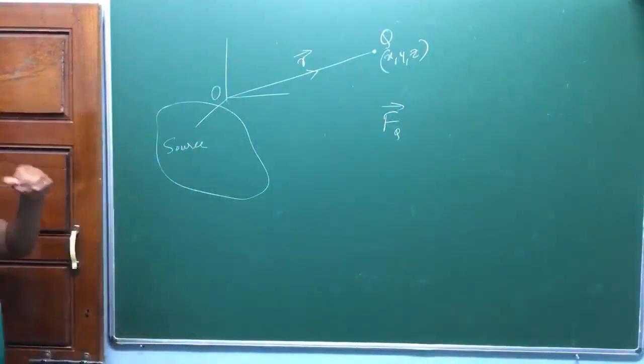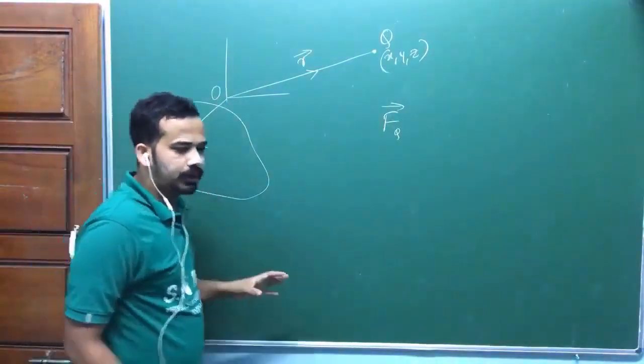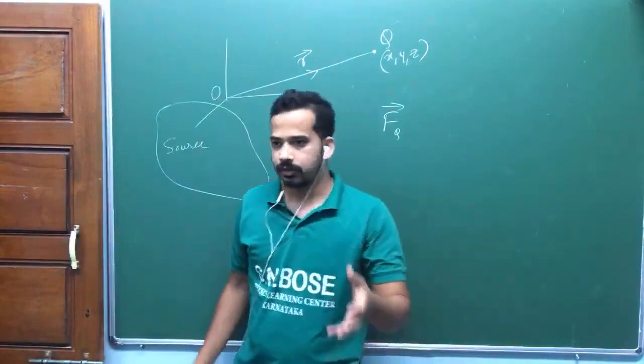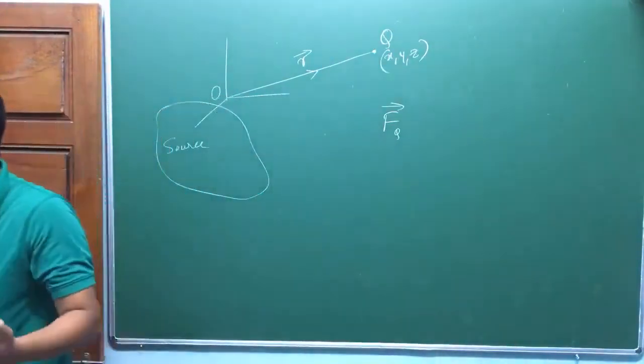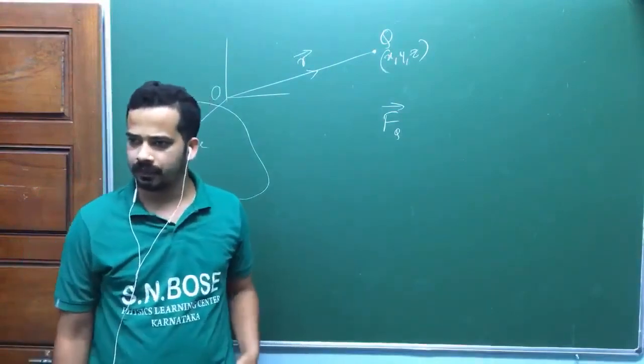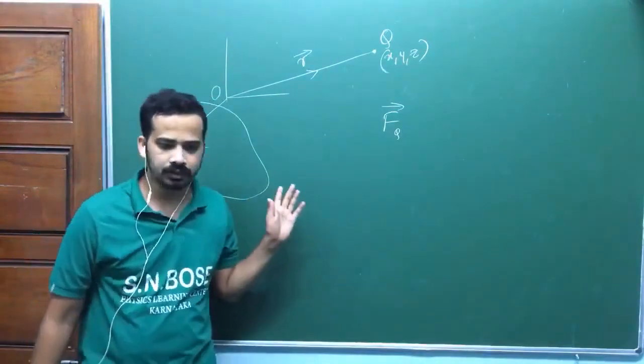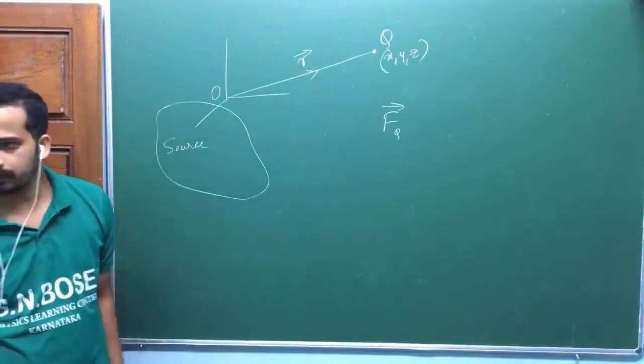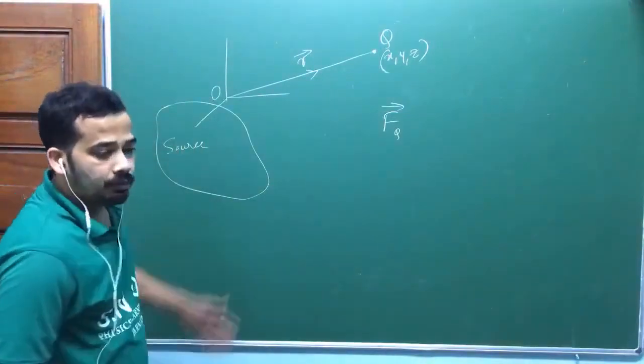This is your choice. There are sources. That source may be a group of charges which are stationary, or that may be some surface charge, volume charge like that. That may be stationary or moving. That may be a current carrying wire or whatever. Let me take the most general situation.